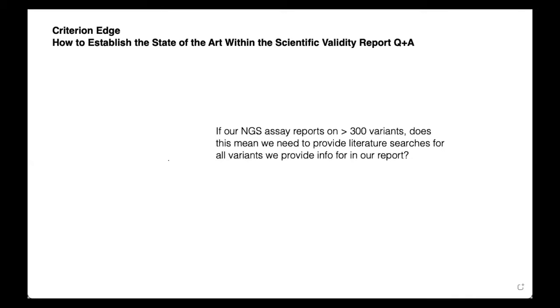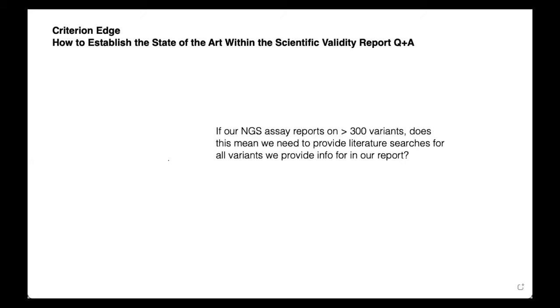If our NGS assay reports on greater than 300 variants, does this mean we need to provide literature searches for all variants we provide info for in our report? This is going to be one of the biggest challenges, I think. In our opinion, if you're going to report on all the different variants, you're going to want to focus on setting up the technology, how the technology distinguishes between those variants.